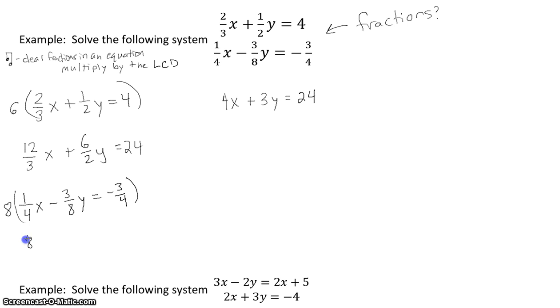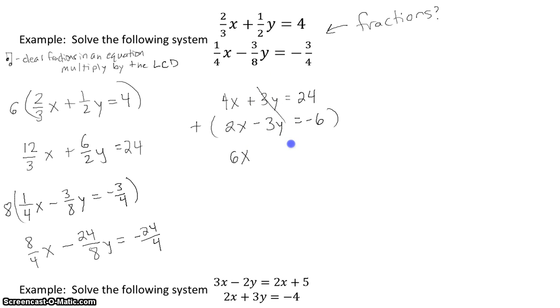So I get 8 over 4x, minus 24 over 8y equals negative 24 over 4. They're all divisible by the denominator now, so that becomes 2x minus 3y equals negative 6. Now it didn't get us to our exact goal, but notice these are opposites, so I can add these two equations together. These become 6x, these eliminate. That's equal to 18. Divide by 6, and I get x is equal to 3. So my x coordinate is 3.